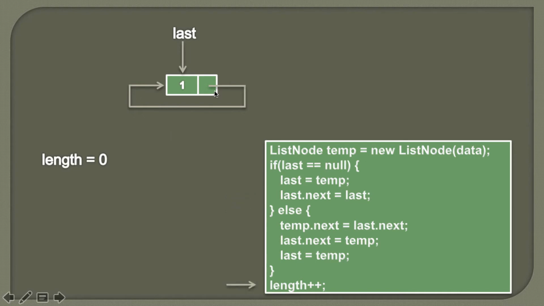And in the last step we'll simply increment the length by 1 because we have successfully inserted the node at the end of a circular singly linked list. So friends, once this algorithm is executed, we know that initially the circular singly linked list was empty and now it contains only one node, so it is referred by last because this is the only node and its next is pointing to the first node, which is the node itself.